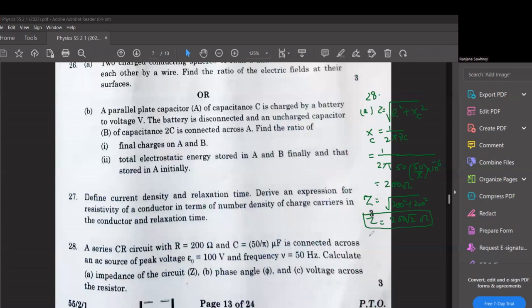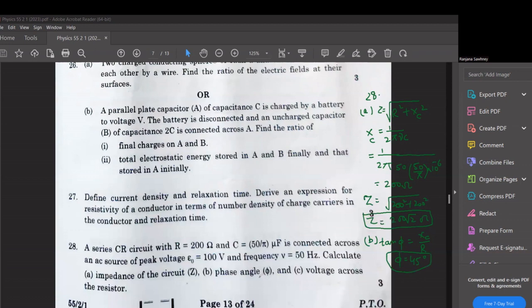Now the B part is phase angle. Phase angle, we know that tan phi is equal to XC upon R. XC is 200, R is 200. So tan phi is equal to 1. So phi is equal to 45 degrees. So the phase angle is 45 degrees.